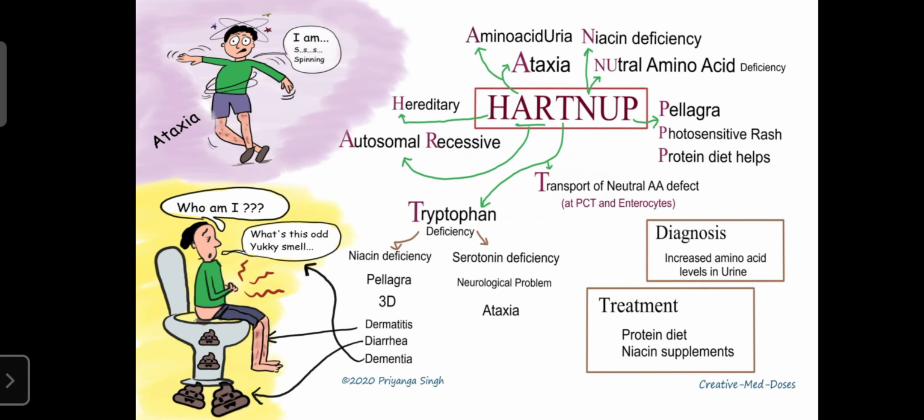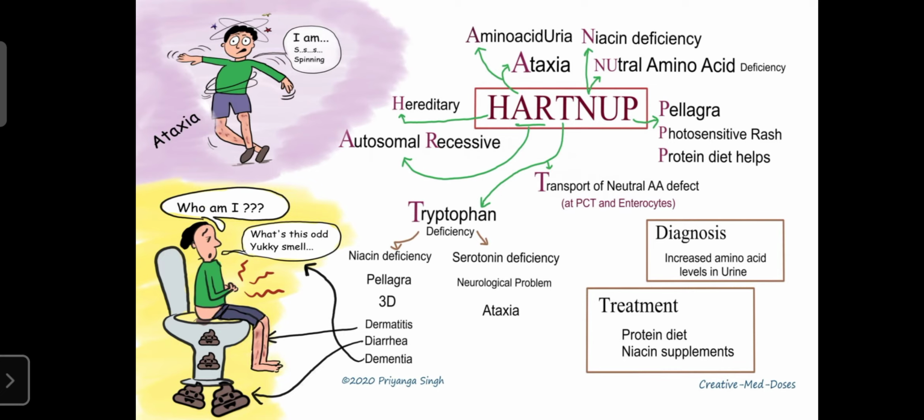And the last condition is known as Hartnup disease. It is a congenital disorder characterized by a defect in the renal and intestinal absorption of neutral amino acids, especially tryptophan. Due to deficiency of the processing or lack of absorption of tryptophan, the person suffers from tryptophan deficiency. Due to that, he also suffers from niacin deficiency and serotonin deficiency.